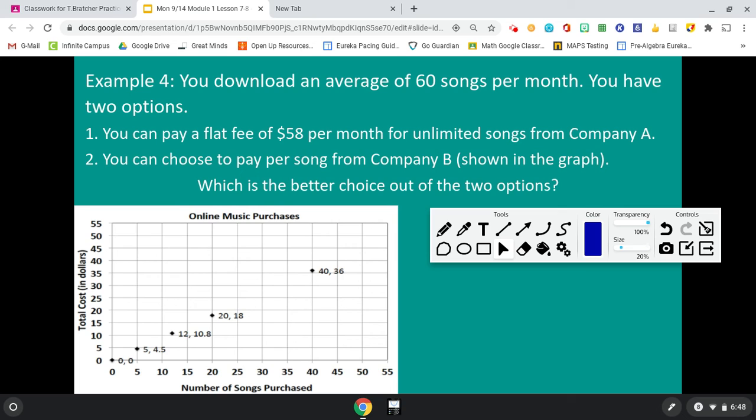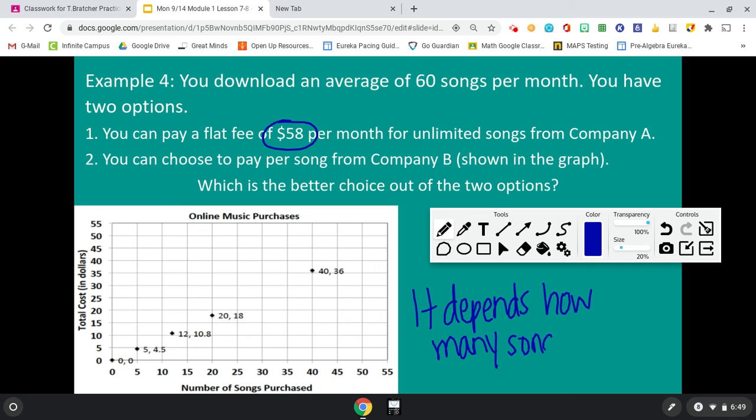So just thinking out loud here, I would say that it really depends on how many songs that you buy. Okay? If you're paying a flat fee of $58, but let's just say you only buy one song, it might not be worth it that much. But if you pay for one song from Company B, instead of paying $58, you might just be paying a very, very small amount. So it says, which is the better choice of the two options? It depends how many songs you buy.